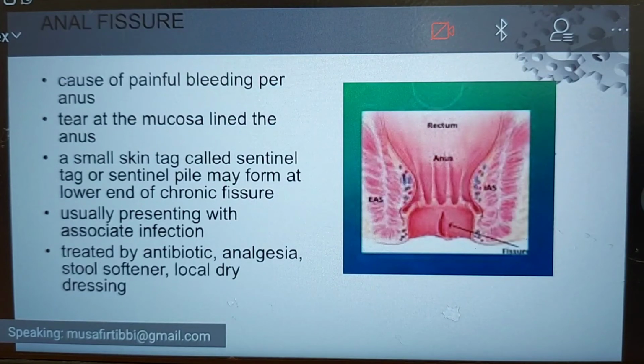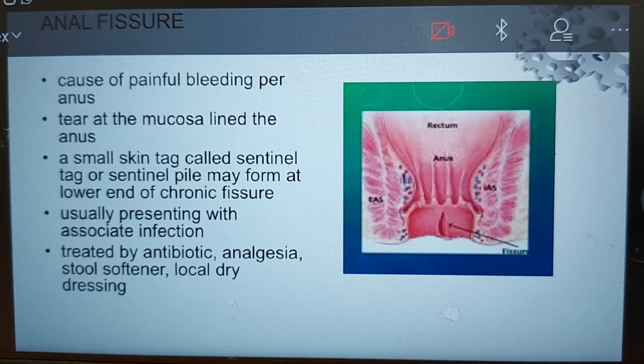There is medical treatment and there is surgical treatment. Medical treatment normally we give... have you heard of Diltiazem cream, GTN cream? Okay, these two will relax the internal muscle. When it relaxes the internal sphincter muscle, it can promote more healing and prevent the spasm.